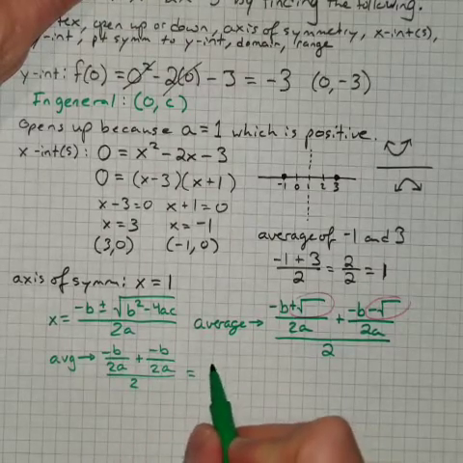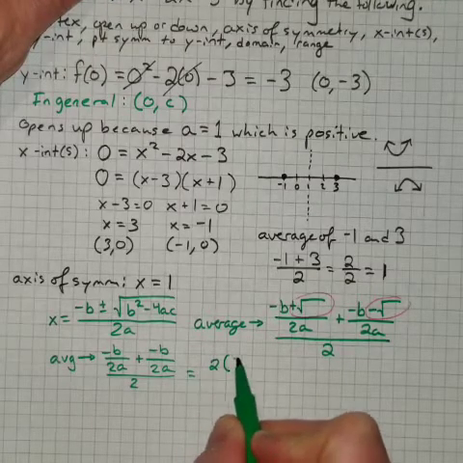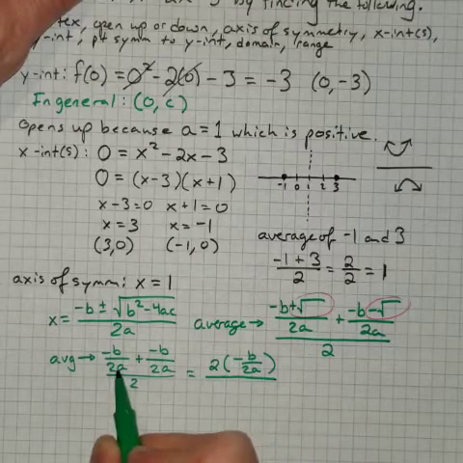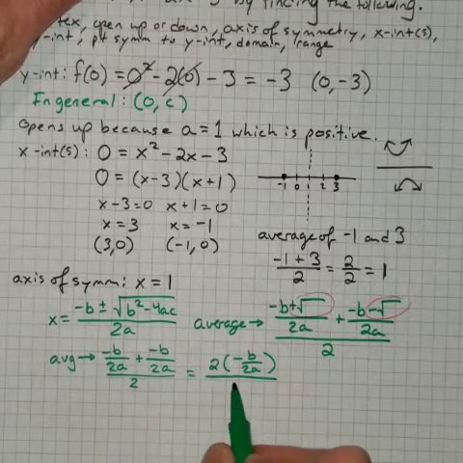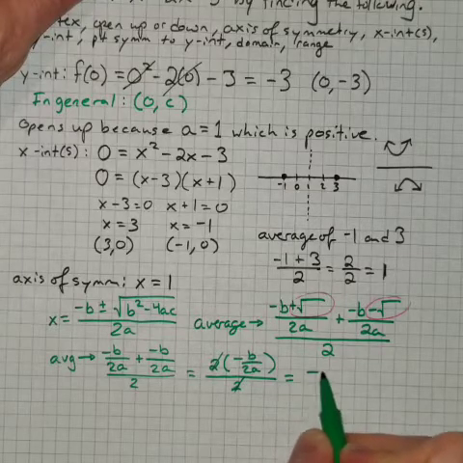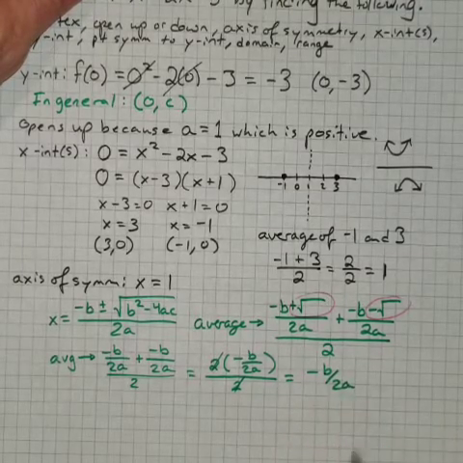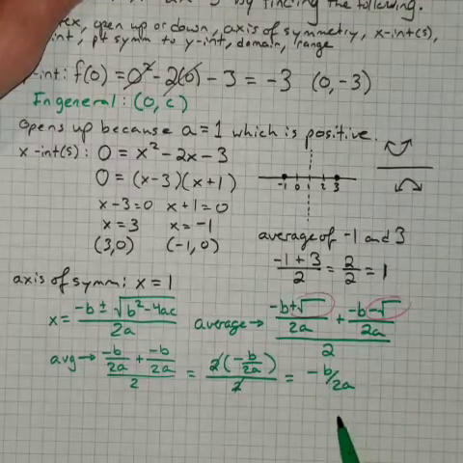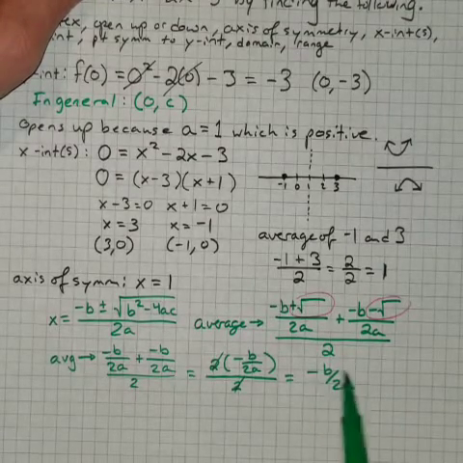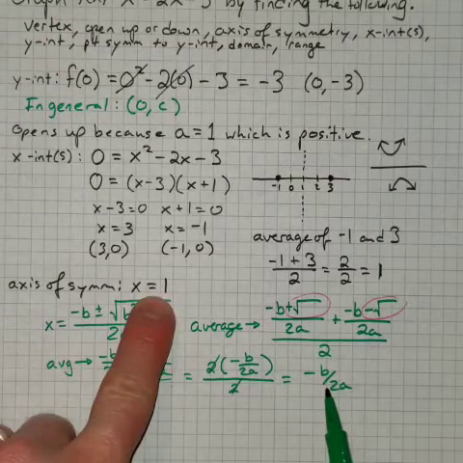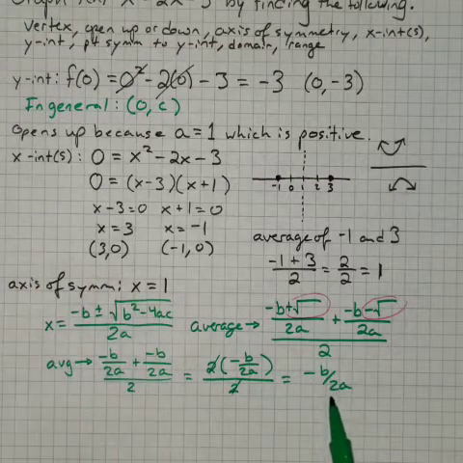I could call that 2 times negative b over 2a, right? Two of the same thing added together all over this 2. The 2's here cancel and you're just left with negative b over 2a. This is the general formula, that's why I'm using the green pen again. This is the general formula for the axis of symmetry and therefore also for the vertex.